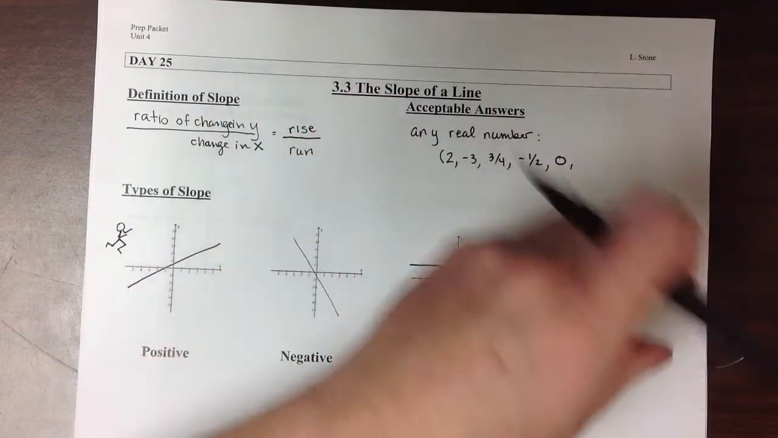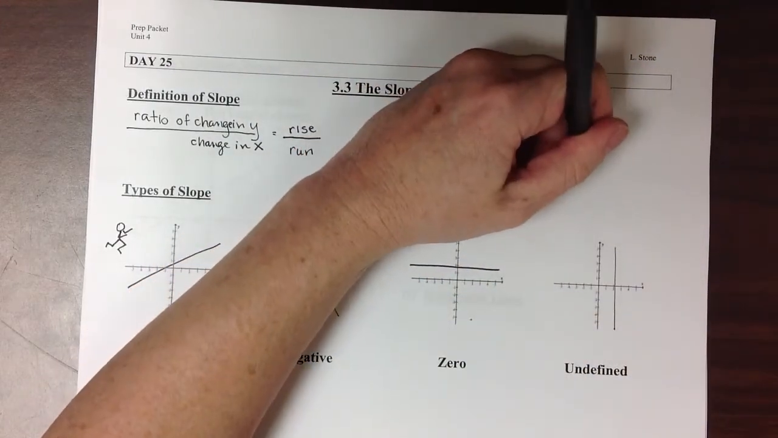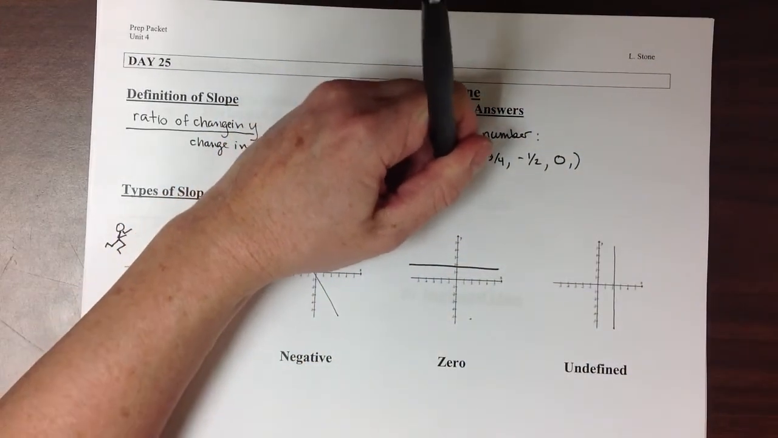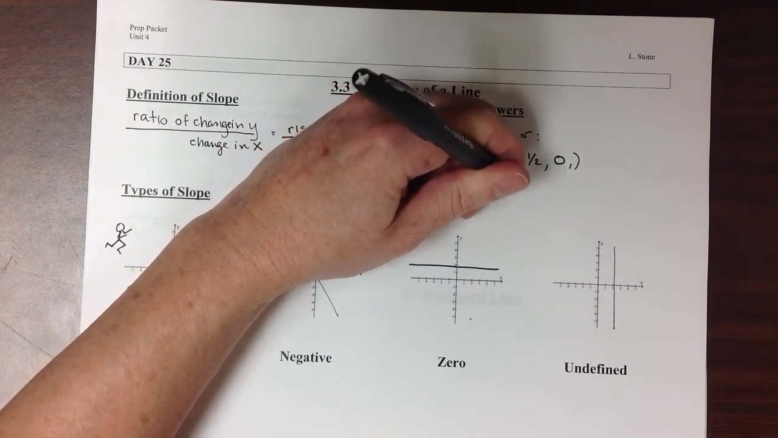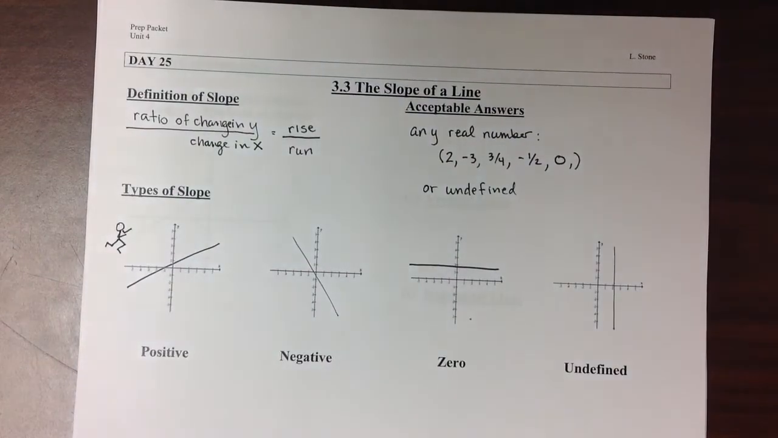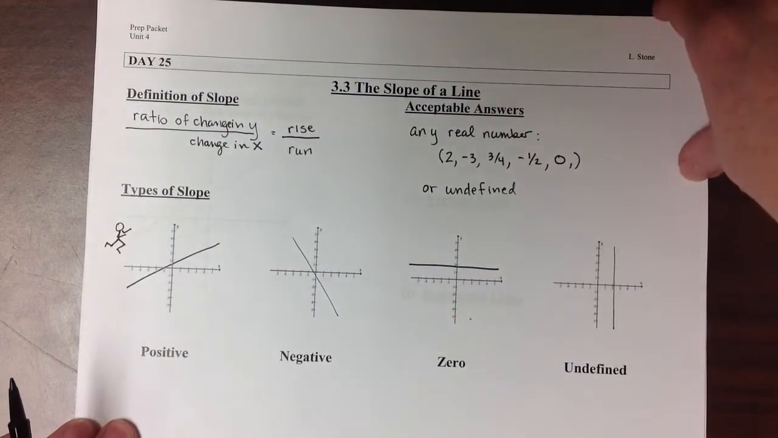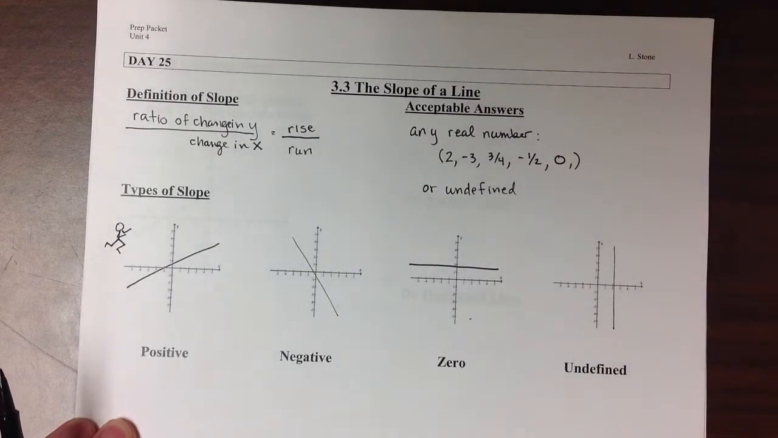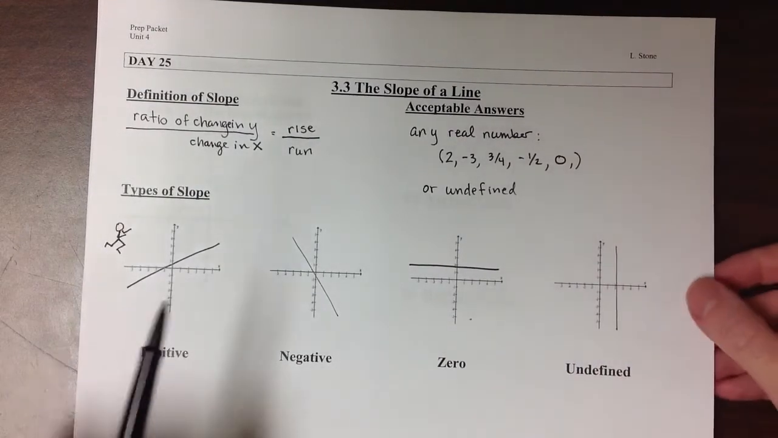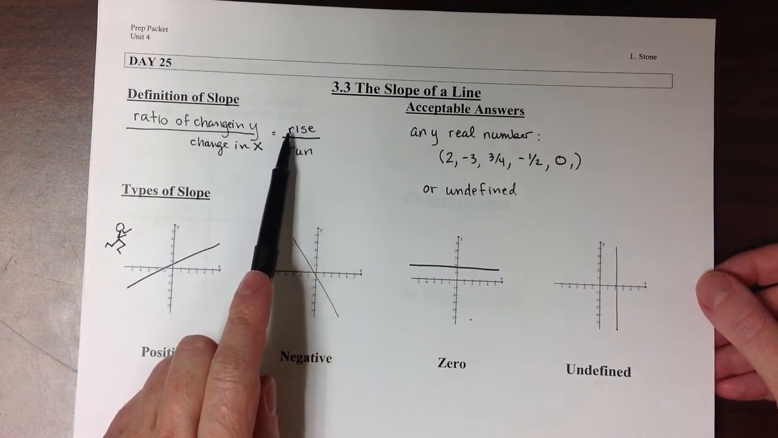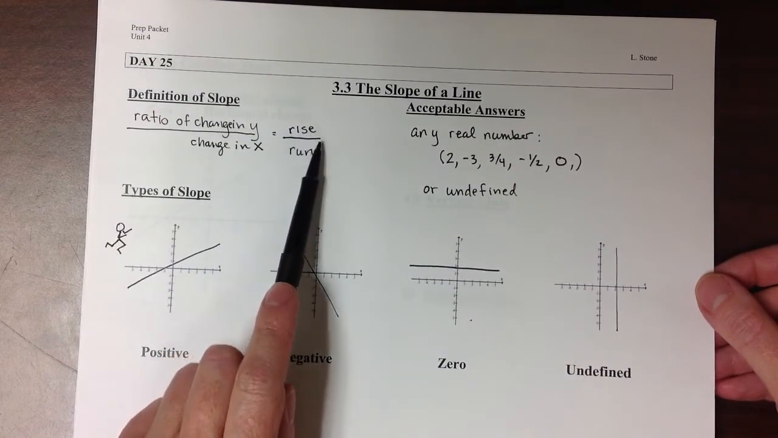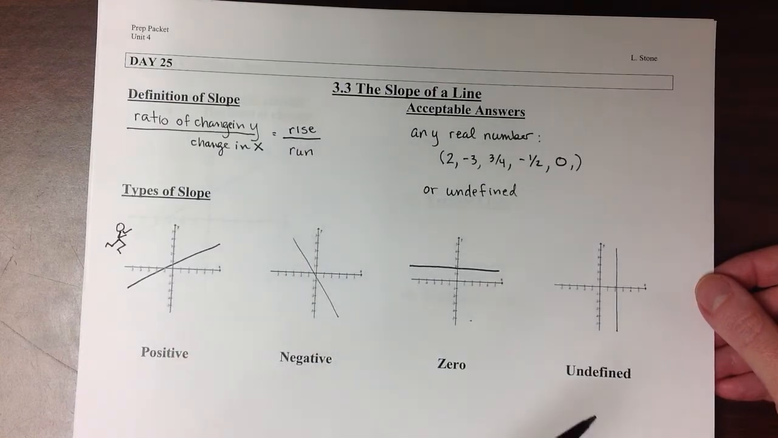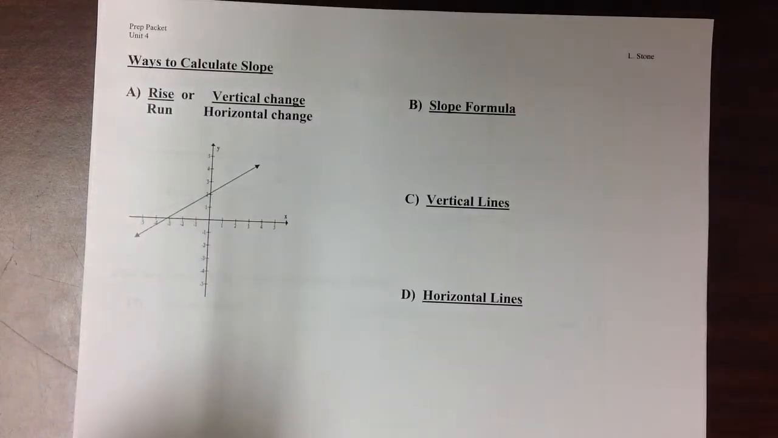And the last kind of slope we can have is the one that we call undefined, and that is the name that is given to the slope of a vertical line. So how do we find this slope? Well, you look back up here to the definition where it talked about the change in the rise, the change in the y values, compared to the run, or the change in the x values.